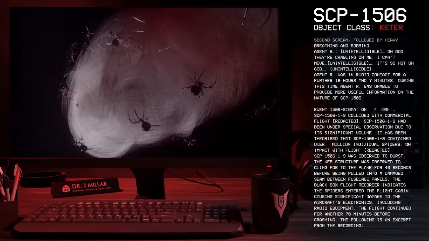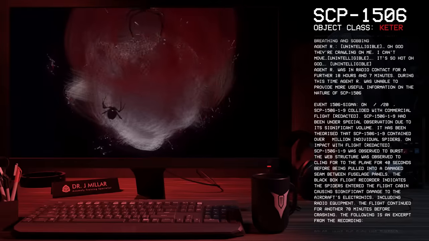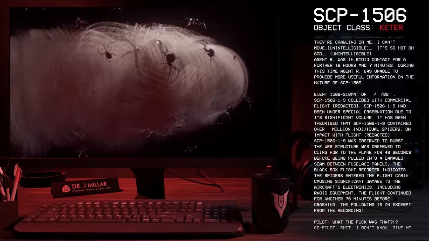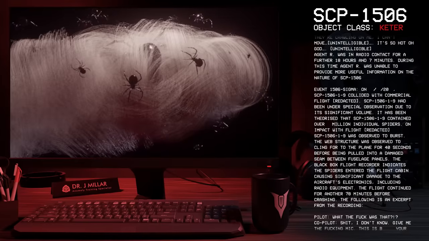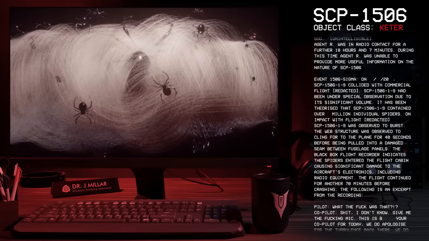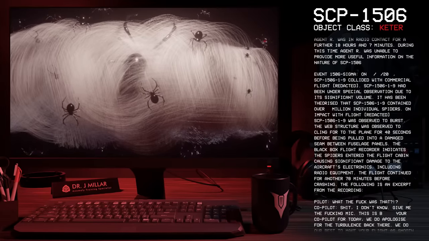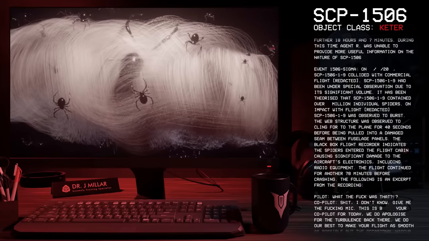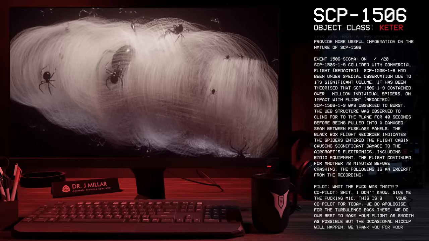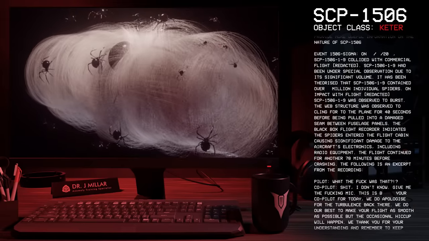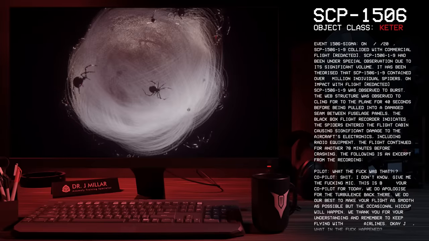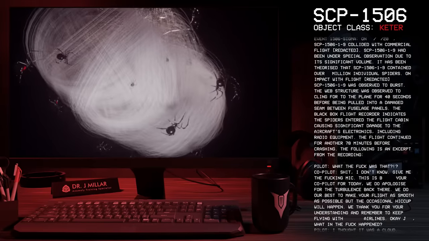On impact with flight, SCP-1506-19 was observed to burst. The web structure was observed to cling to the plane for 40 seconds before being pulled into a damaged seam between fuselage panels. The black box flight recorder indicates the spiders entered the flight cabin, causing significant damage to the aircraft's electronics, including radio equipment. The flight continued for another 78 minutes before crashing. The following is an excerpt from the recording. Playing log now.